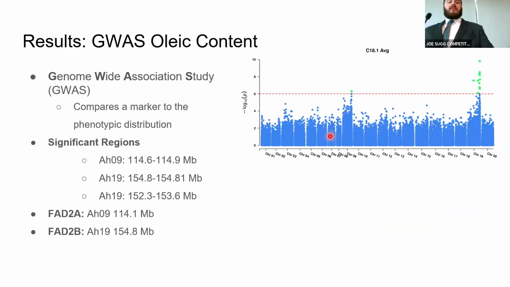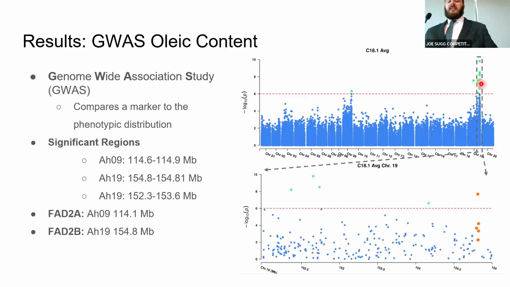We could utilize GWAS, which is genome-wide association study, to compare our markers against our phenotypic distributions to identify precise locations on the genome where these genes reside. So we can see our first location right here, chromosome 9, and that lines up very well with our FAT-A location. But we see a much larger peak on chromosome 19, where we know FAT-B is. So we can zoom in on chromosome 19, and I've highlighted the exact location of FAT-B. We can see clearly it's right here, but there's something else upstream of FAT-B that is even more significant. So something else is going on upstream of FAT-B.